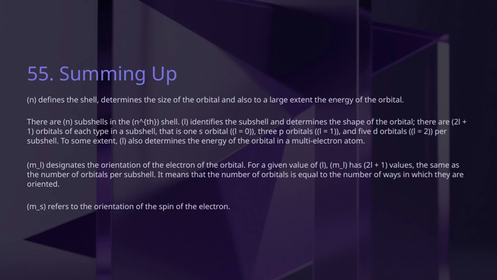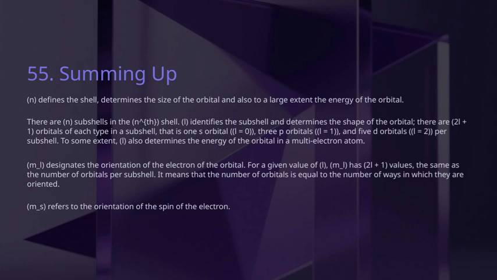have. Now moving on to the broader picture, in each shell, labeled by the principal quantum number N, there are multiple subshells. The value of L identifies these subshells and also influences the shape of the orbitals, like S, P, or D shapes. For each of these subshells, the number of orbitals is 2L + 1. So, for example, there's 1 S orbital when L equals 0, 3 P orbitals when L equals 1, and 5 D orbitals when L equals 2. Additionally, the L value also affects the energy of the orbital, especially in multi-electron atoms, where energy levels aren't just determined by N, but also by the shape and orientation of the orbitals.